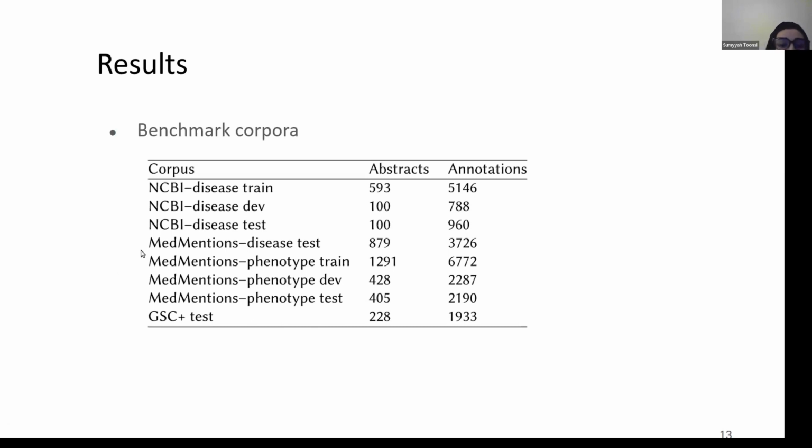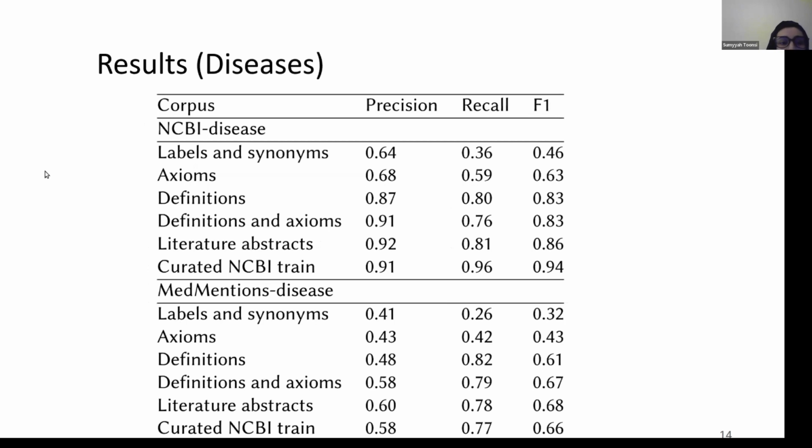But to be able to compare with supervised models, we are using the training splits here, just on the supervised ones. So let's take a look at some results for diseases. We have the two corpora here, NCBI disease and MedMentions disease. We start with labels and synonyms, and we see how the performance is lacking if you only use labels and synonyms, because there's not enough context for the model to learn.